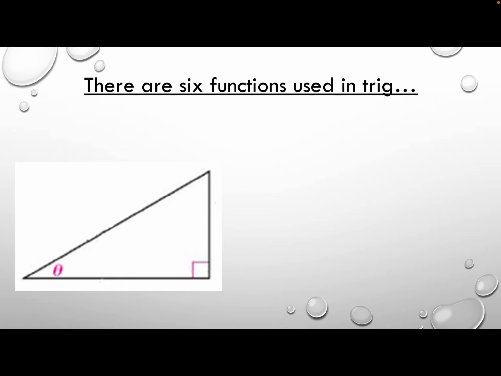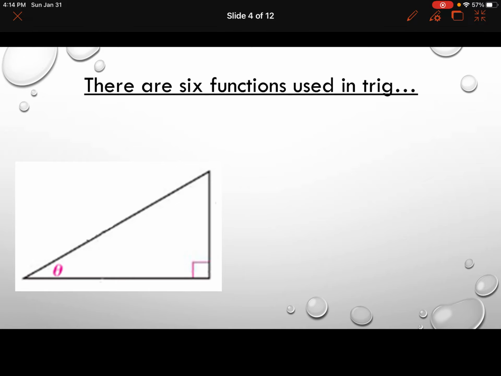Okay, so the first thing we need to do is discuss the actual trig functions themselves. Now, there are 6 trig functions, but there are 3 main ones. And when I say main ones, I mean these are the ones that you're going to see and use most of the time. The other 3, unless you're explicitly told to use them, you probably only need them in special situations. So once again, there are 3 main trig functions.